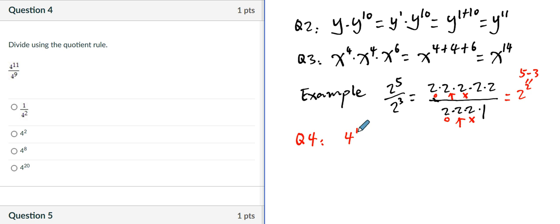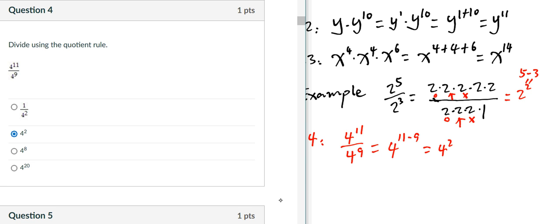So 4 to the 11th power divided by 4 to the 9th. Then you have 4 to the 11 minus 9. That will give us 4 squared. 11 minus 9 is 2. So what do we have? Right here.